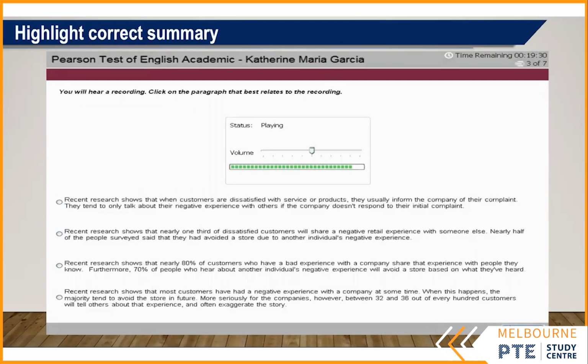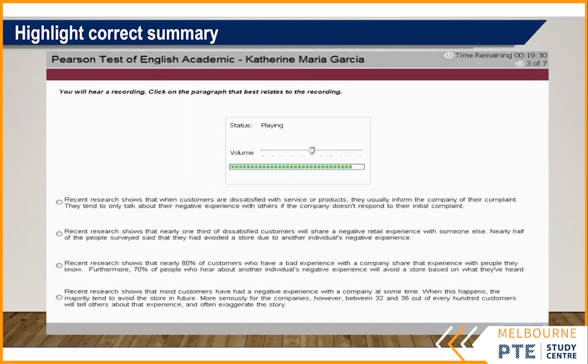Now, I'll give you a clue for each of them. Look at this first one. Look at the last line here. It says: they tend to only talk about their negative experience. Now this "only", generally when I see only or extremely or these sorts of words, that means it's exaggerating. Okay.